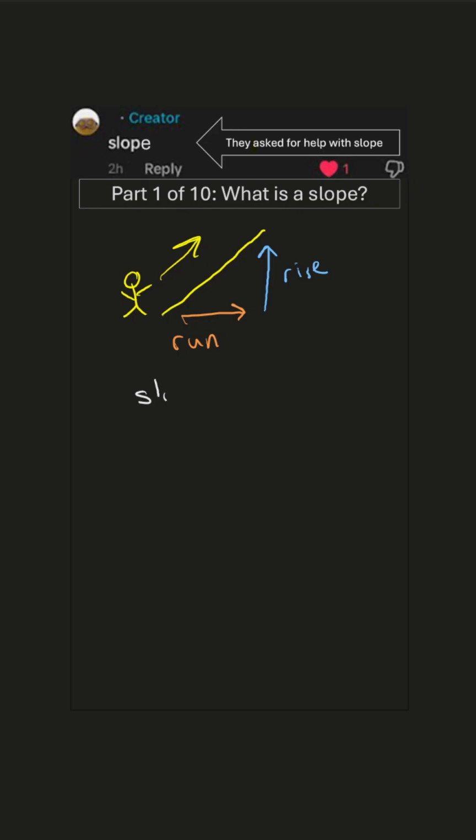A slope is how much he rises for every bit that he runs. So it's the rise over the run.